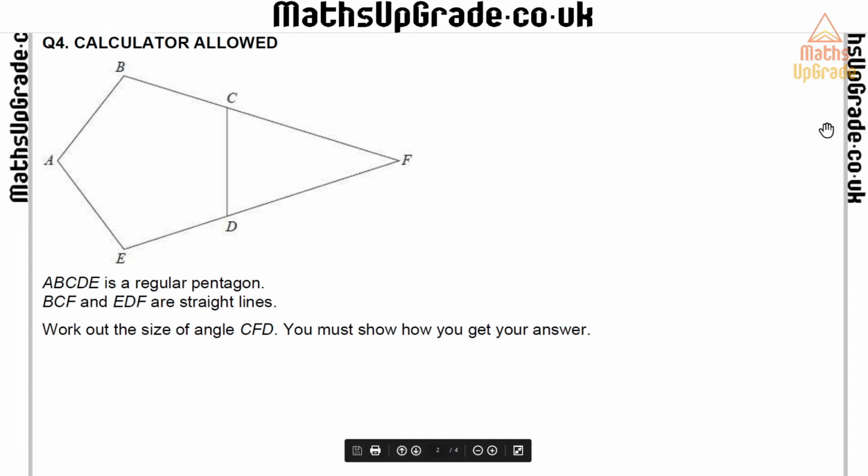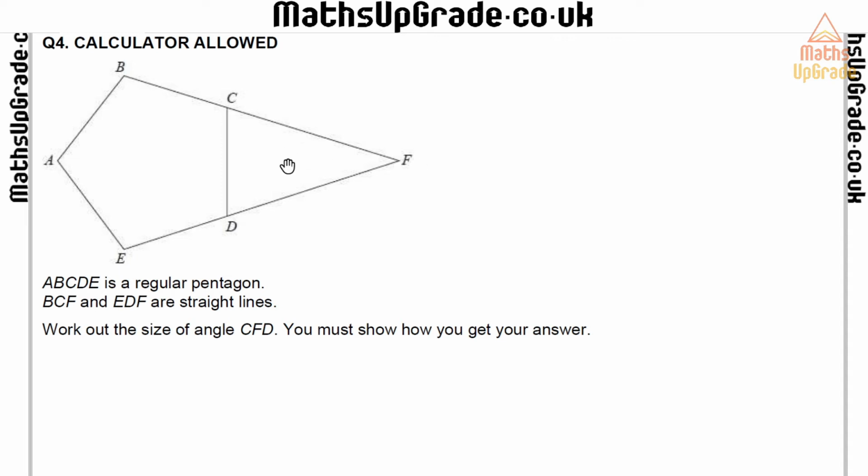Okay, question 4. You've got a regular pentagon ABCDE, so it's got 5 sides and it's a regular shape. BCF and EDF are straight lines, and you can see that they meet at this point F here. So these sides are extended to form this shape, essentially a pentagon with a triangle next to it.